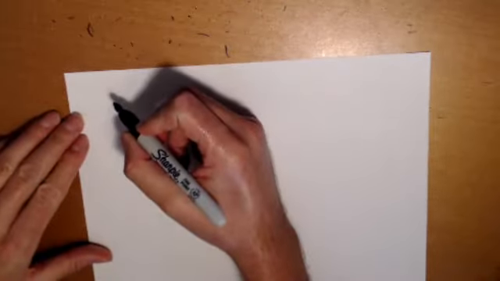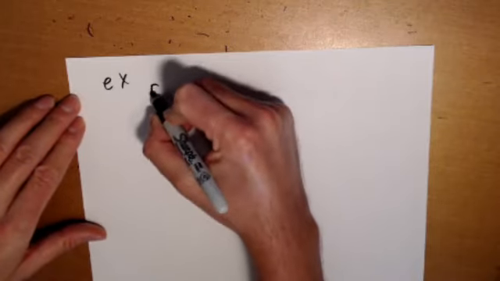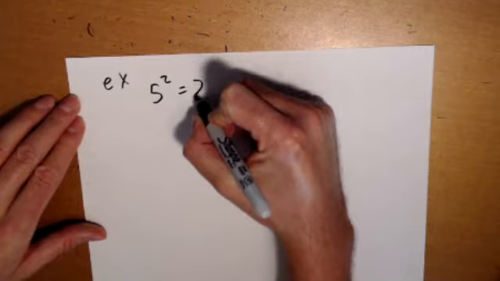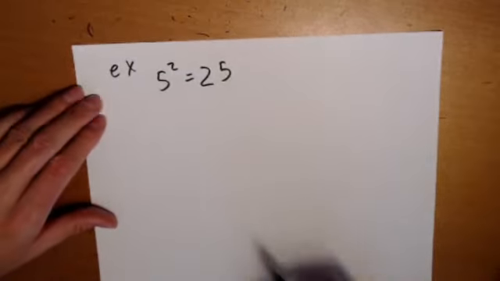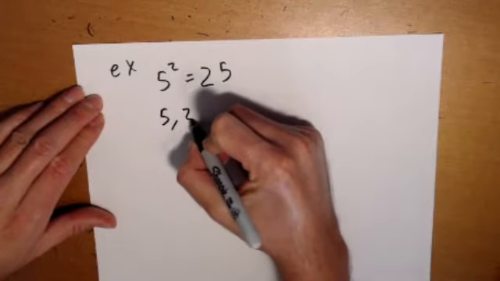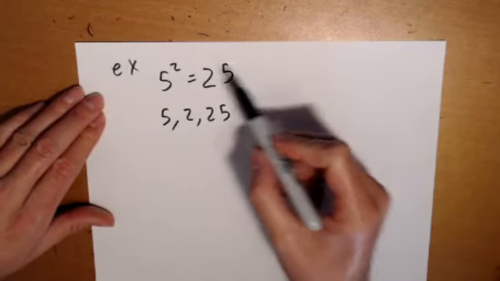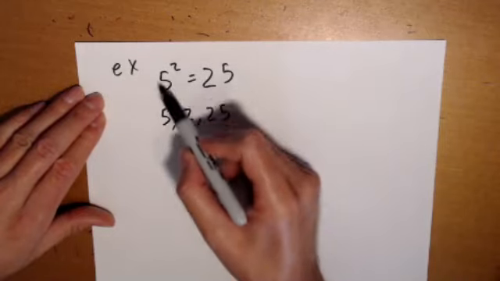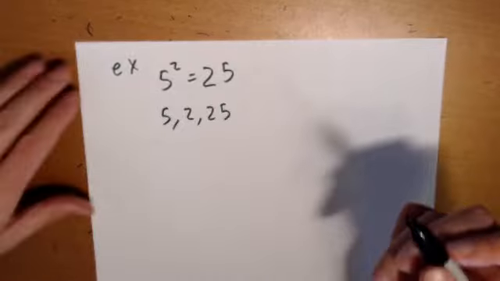Okay, folks, on to 10.3 now. Quick example. We all know that 5 squared is 25. So we're talking about the number 5, the number 2, and the number 25, and we know that they have a relationship. 5 squared is 25. This is the exponent. This is exponential form. This makes sense to us. We've been doing this forever.